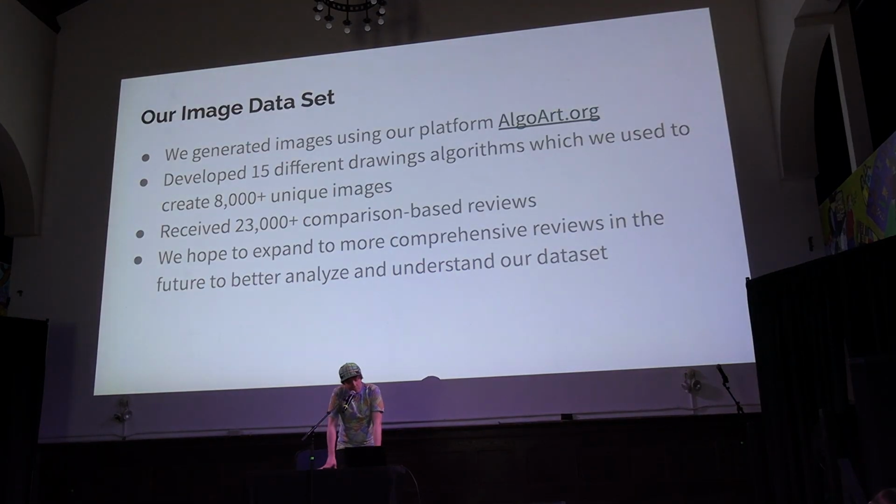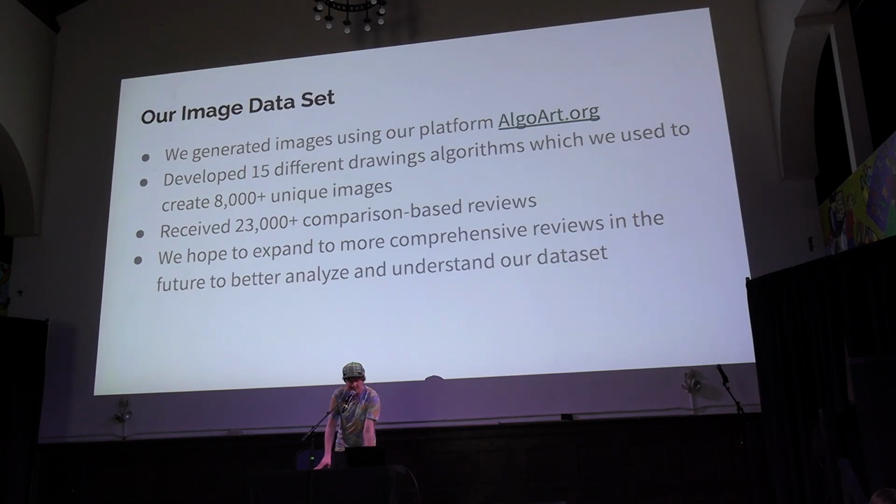In total, we ended up creating this image data set that you can see online. It has over 8,000 unique images from 15 different drawing algorithms. And we received 23,000 comparison-based reviews to help organize our gallery. We want to figure out what are visually interesting, visually appealing images. We want to figure out which parameters really affect how the image is going to result.